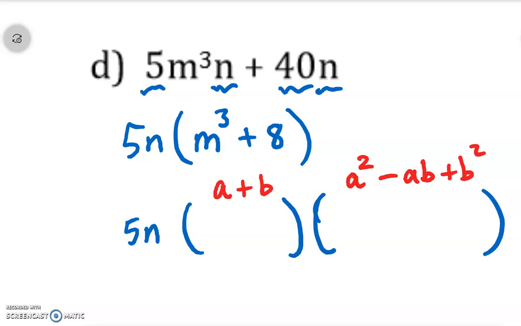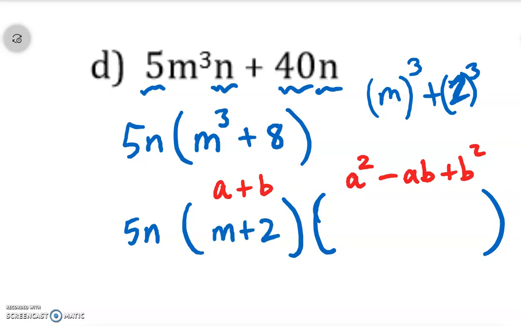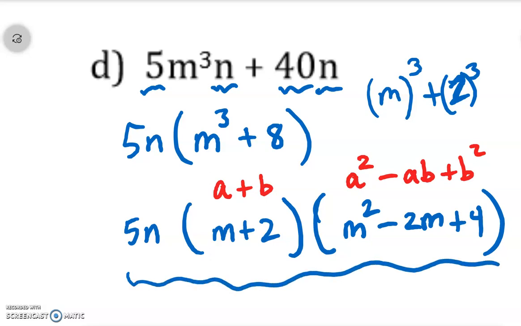Okay, so let's fill it out. So we're factoring m cubed plus 2 cubed. So our a and our b is m and 2. So a is m, b is 2, so m plus 2, m squared minus a times b, which is m times 2, which is 2m, and then b squared is 2 squared, which is 4. And this is your final factored answer.